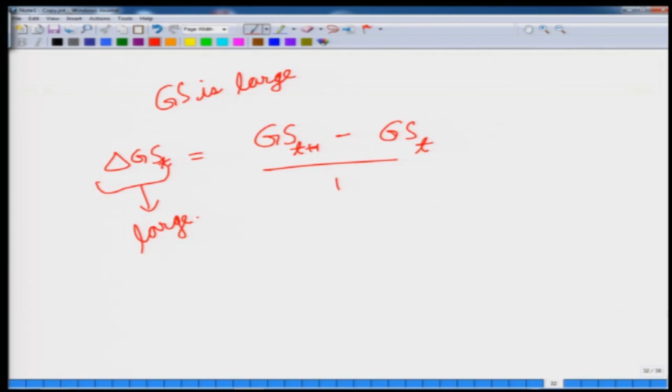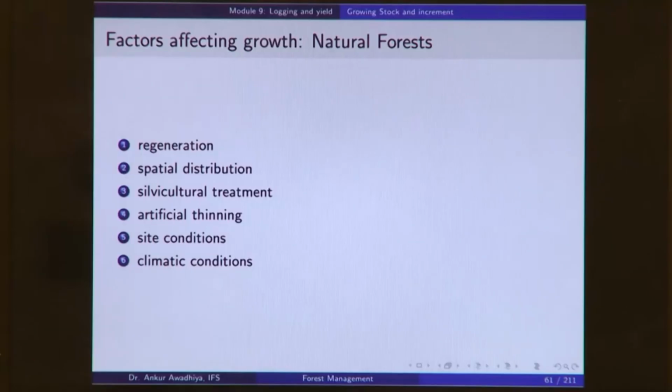Now, what are the factors that determine this GS and delta GS? So, let us have a look at that. Factors affecting growth in natural forest. 1. Regeneration. If you are having a forest in which the regeneration is less, so the young generation are not coming up properly, and in that case the growing stock will either be stagnant or it will decrease as the old trees start to die off. So, regeneration is very important in the maintenance of growing stock.